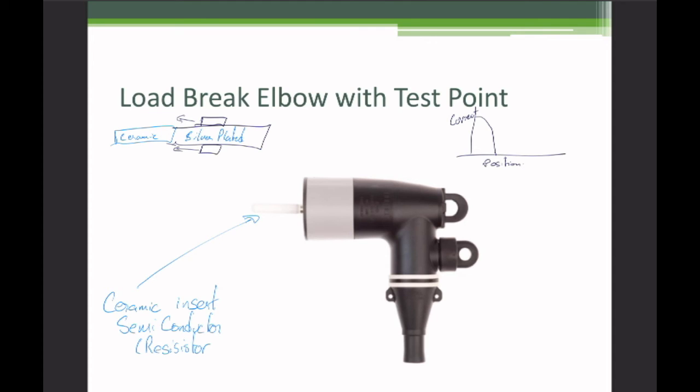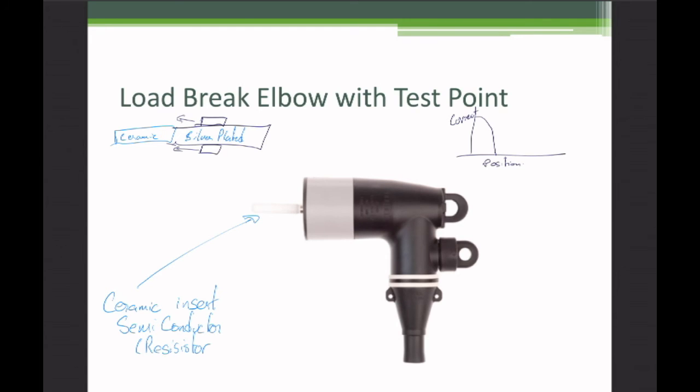So if you dwell with the contacts on the ceramic insert, you will cook it and it will be destroyed, and it'll probably leave a bunch of carbon inside your elbow bushing, which creates a hazard for next time. So when you operate these load break elbows, if you're breaking load with them, I would encourage you to be very decisive in your movements.